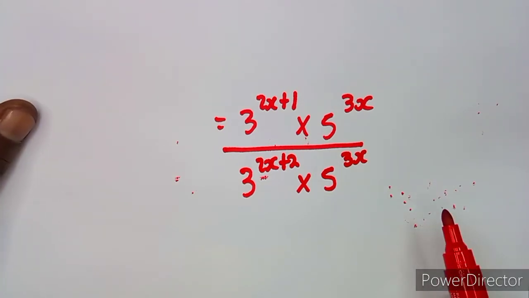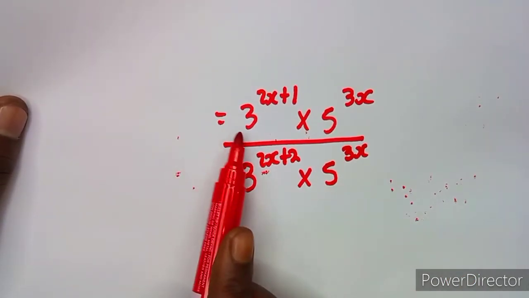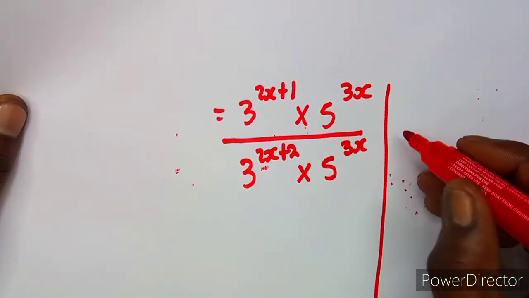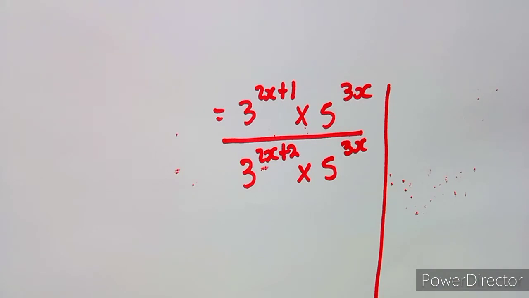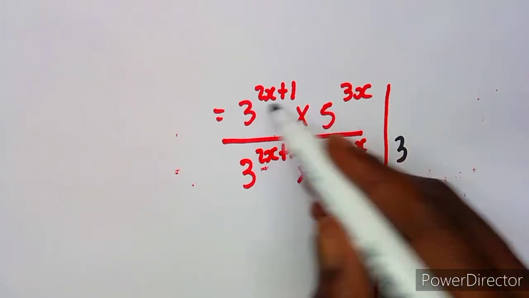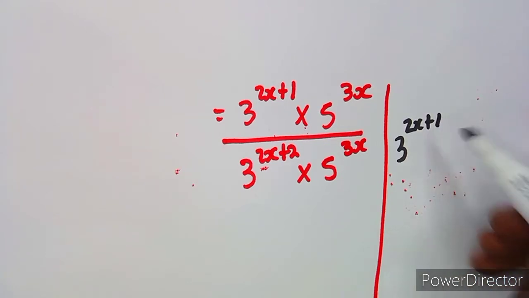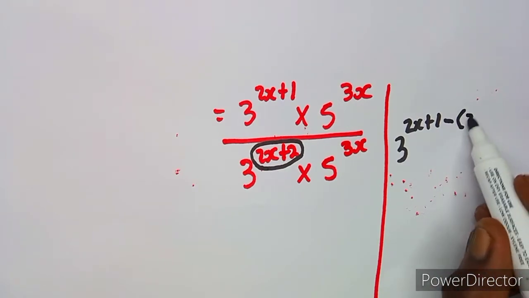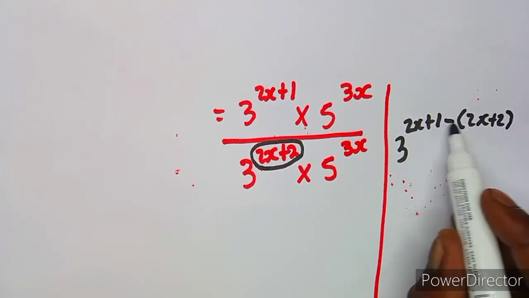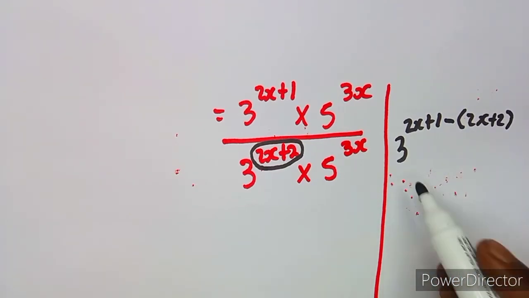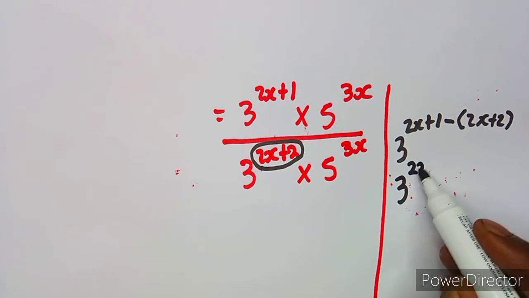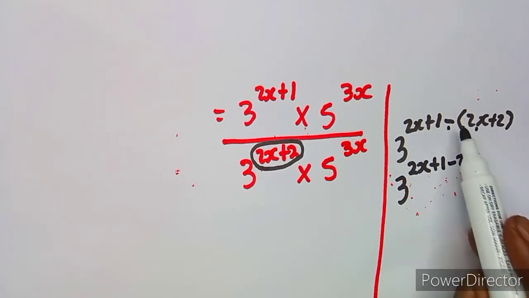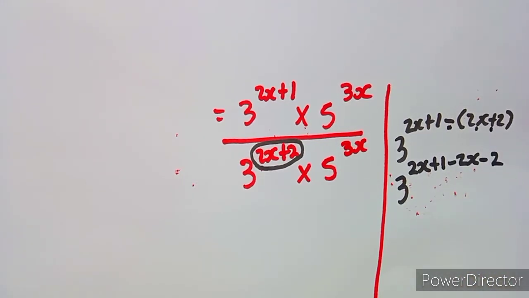Now, as we can see, guys, some things here we can apply the law because we are dividing now. So what am I going to do? I'm going to subtract the exponents. So you're going to write it like this, guys. 3 to the exponent of 2x plus 1, like this. You subtract this exponent, so it's minus, open bracket, 2x plus 2, because you are subtracting, you have to open the bracket there. All right, so it's going to give us 3 to the exponent of 2x plus 1 minus times 2x, which is minus 2x, minus times a plus, which is minus 2.